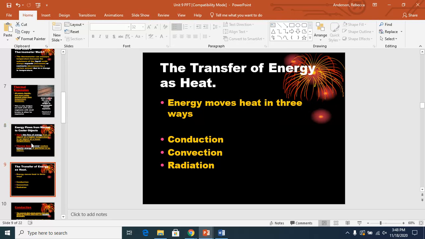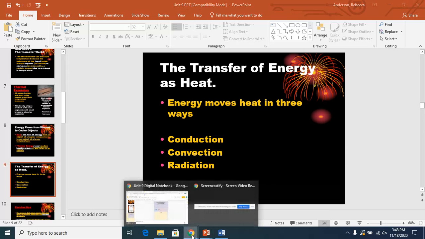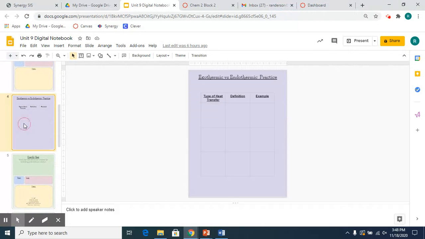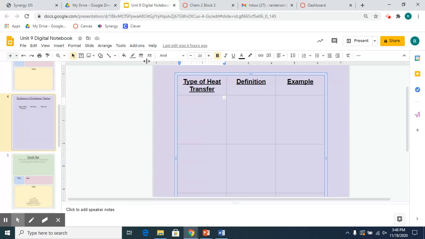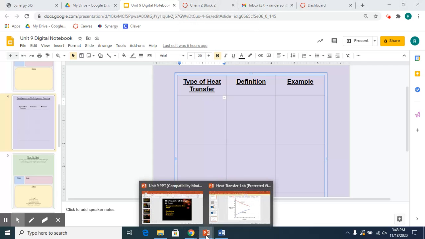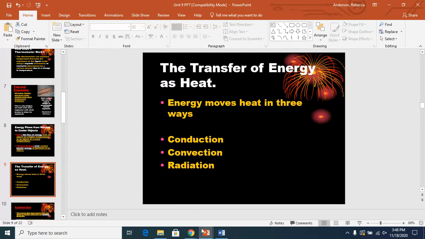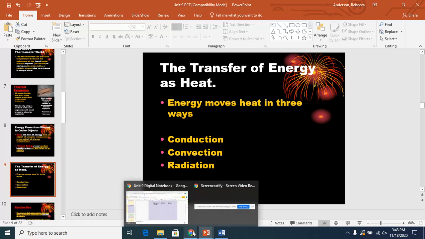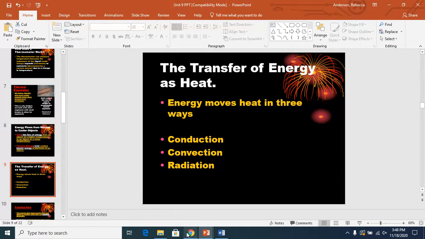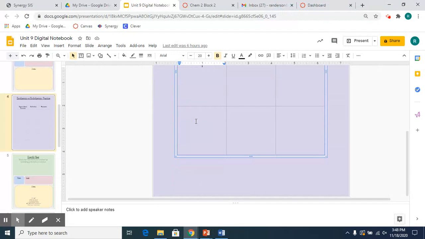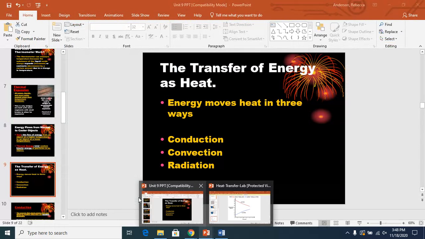Alright, so heat transfers in three ways: conduction, convection, radiation. So take a second, go to your next slide in your digital notebook. You'll notice you have, let me zoom in for you, a chart. In these first boxes, it says types of heat transfer. So in the top box, you need to put conduction. In the second box, you need to put convection. And in the third or the last box right there, you need to put radiation.